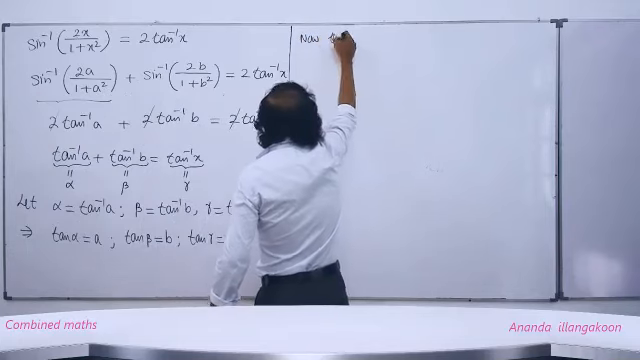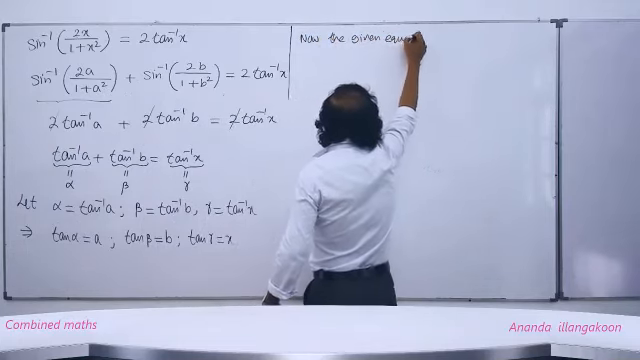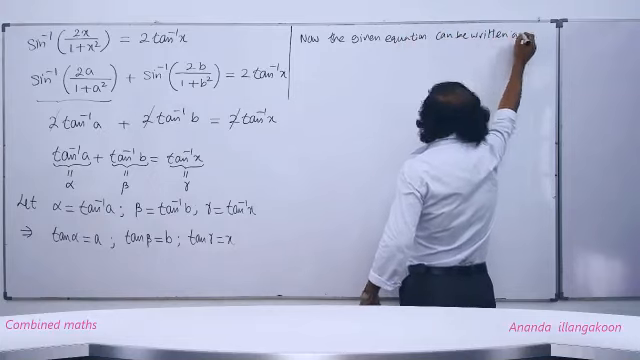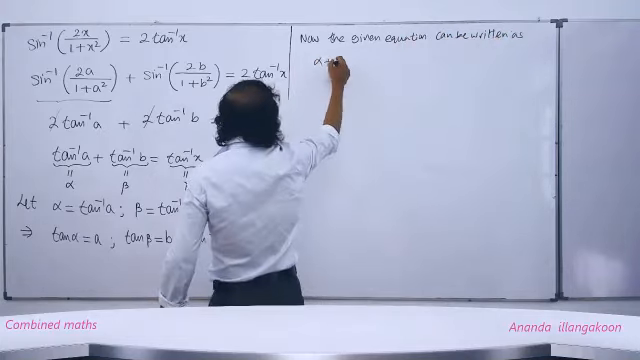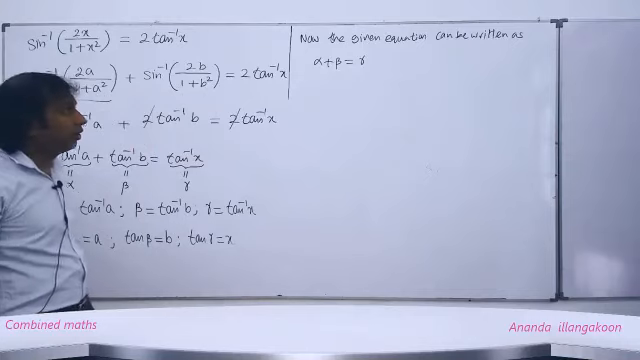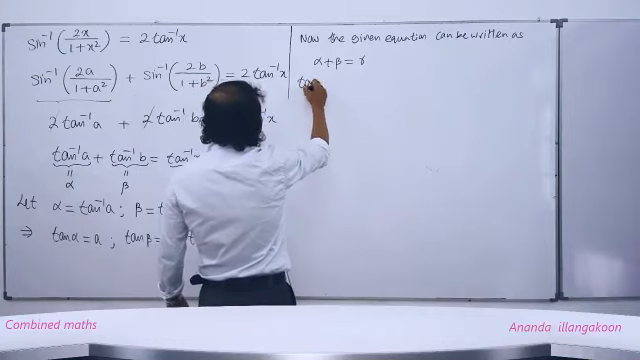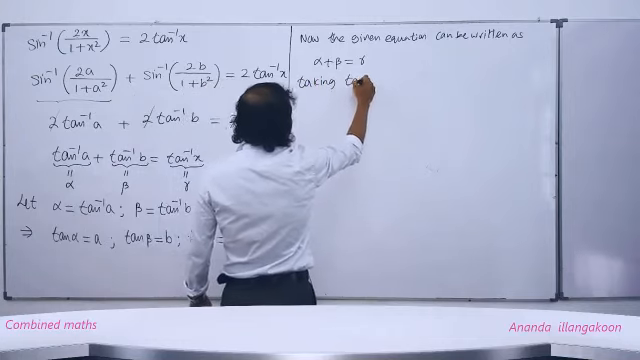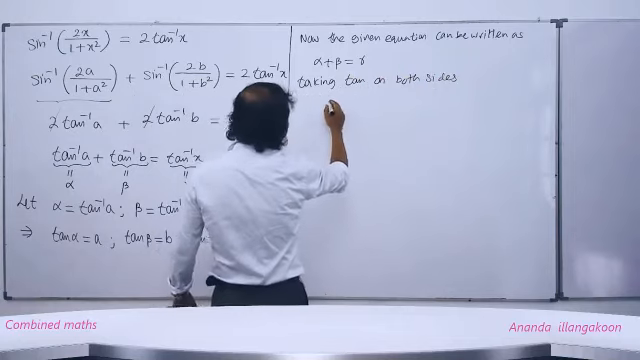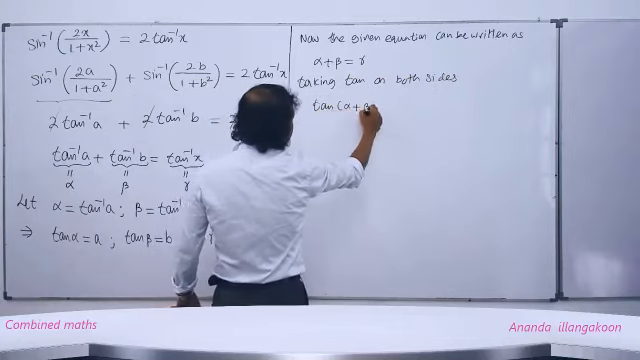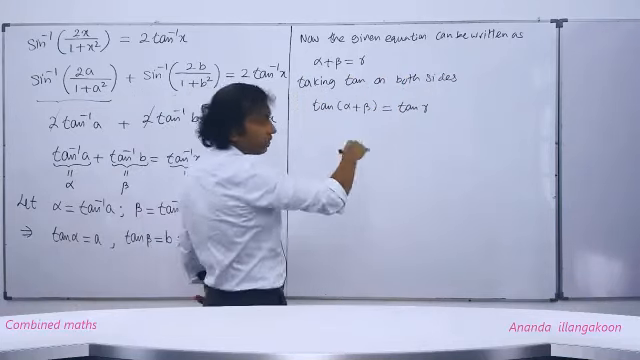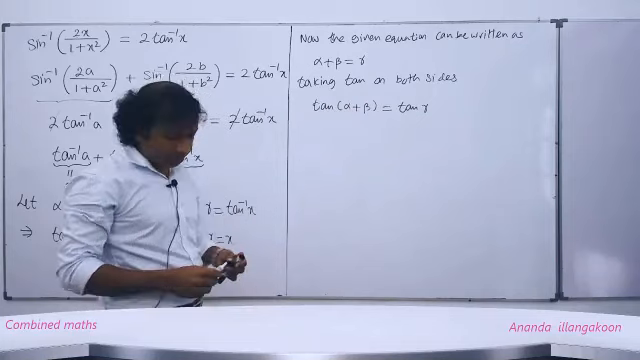Now, the given equation can be written as alpha plus beta is equal to gamma. Right. Now, what do we do, people? Take tan on both sides. Taking tan on both sides, what do you get? Tan of alpha plus beta is equal to tan gamma. Okay, people. Now expand the left hand side and take the right side as it is.